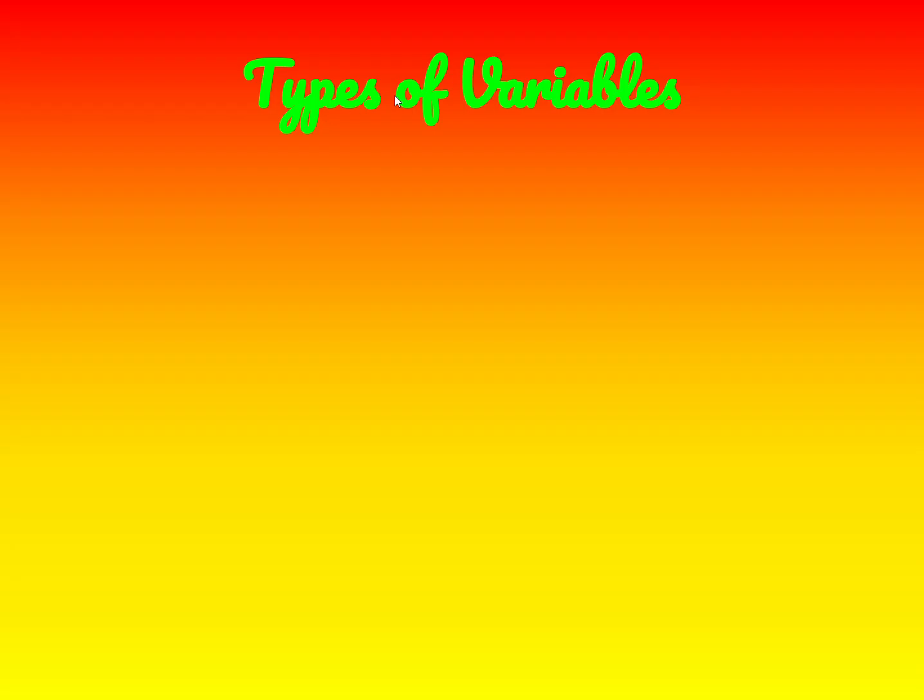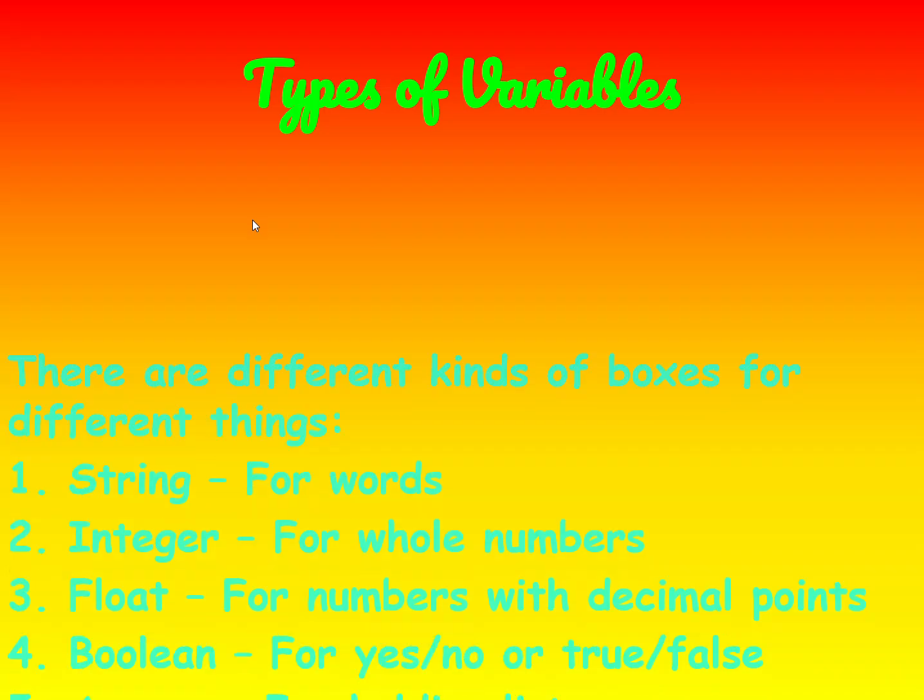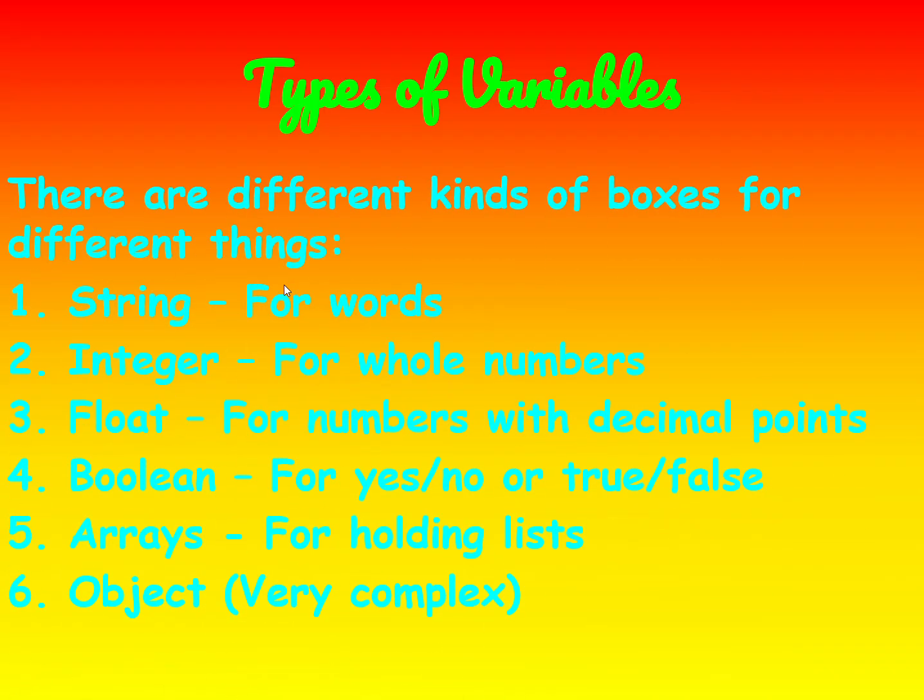Okay, types of variables. I know that was so silly of me. But okay, continuing. Now, there are different kinds of boxes for different things. Like I used to make a box for sketch pens, and I used to label them sketch pens or markers. I say sketch pens for the Americans out there. But okay, anyways, let's continue.